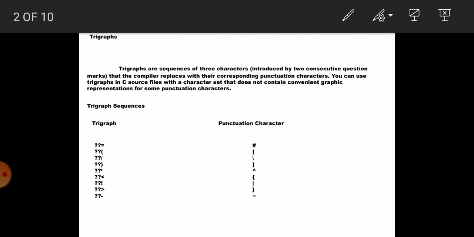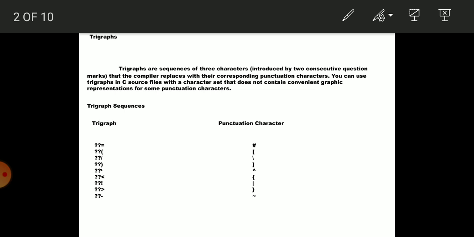Many non-English keyboards do not support all the characters mentioned in the character set. The character set includes all the symbols that may not be possible with an ordinary keyboard. So ANSI C introduces the concept of trigraph sequences to provide a way to enter certain characters that are not available on some keyboards. Each trigraph sequence consists of 3 characters: 2 question marks followed by another character.